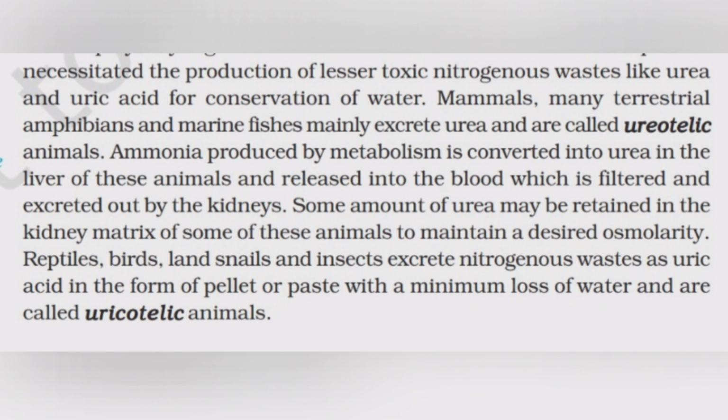Ammonia produced by metabolism is converted into urea in the liver of these animals and released into the blood, which is filtered and excreted out by the kidneys. Some amount of urea may be retained in the kidney matrix of some of these animals to maintain a desired osmolarity. Reptiles, birds, land snails, and insects excrete nitrogenous waste as uric acid in the form of pellet or paste with a minimum loss of water and are called uricotelic animals.